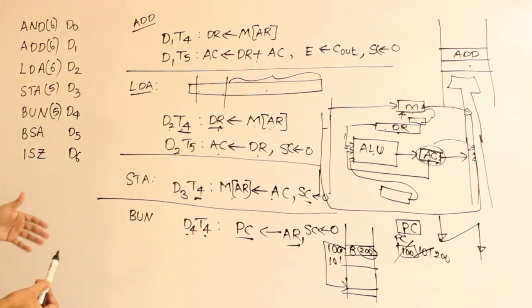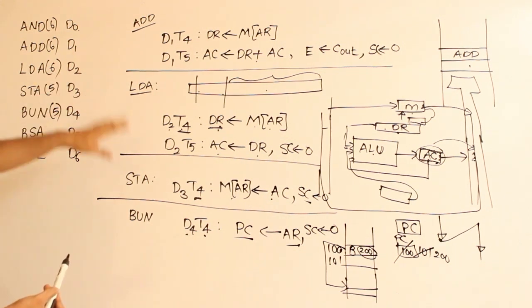We'll even see the instructions which will take even less time. Okay, and the next one is branch and save address and ISZ. Okay, I'll erase this and I'll start these instructions.